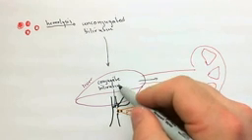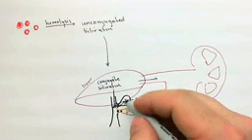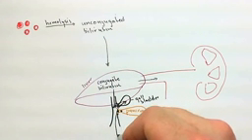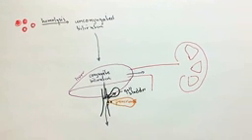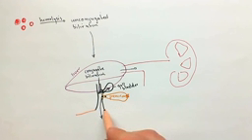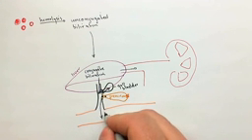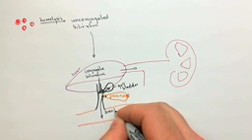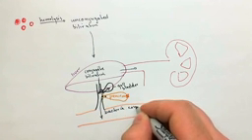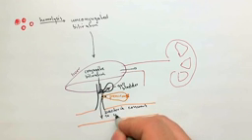So after the liver has made this conjugated bilirubin, it'll get stored in the gallbladder along with bile, and then it'll get passed down into the intestine or the gut at some point. And let's just go ahead and make the gut kind of this color. Now there's bacteria in the gut that convert this conjugated bilirubin to urobilinogen.